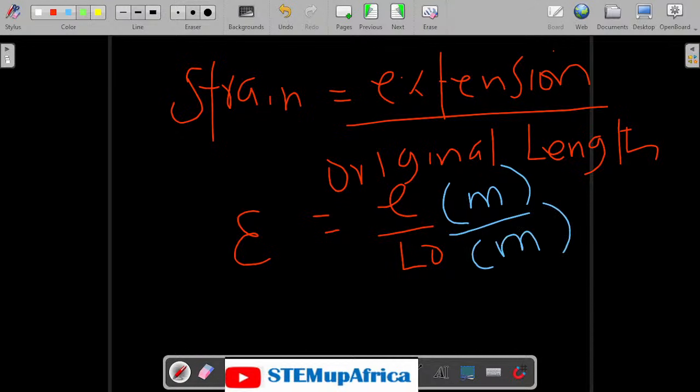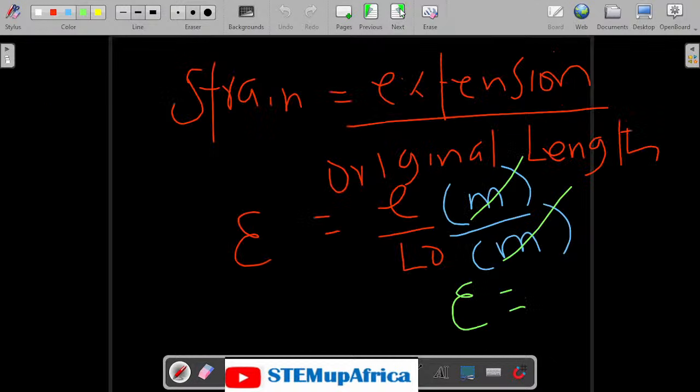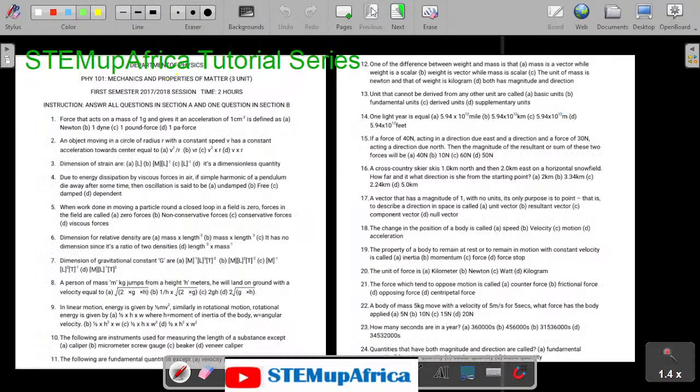So you agree with me, meter will cancel meter. That means strain is dimensionless. It has no dimension. So if you go back, that happens to be option D. It is a dimensionless quantity. You can see from what we've done, meter cancels meter, strain has no SI units. So question 3 is option D.